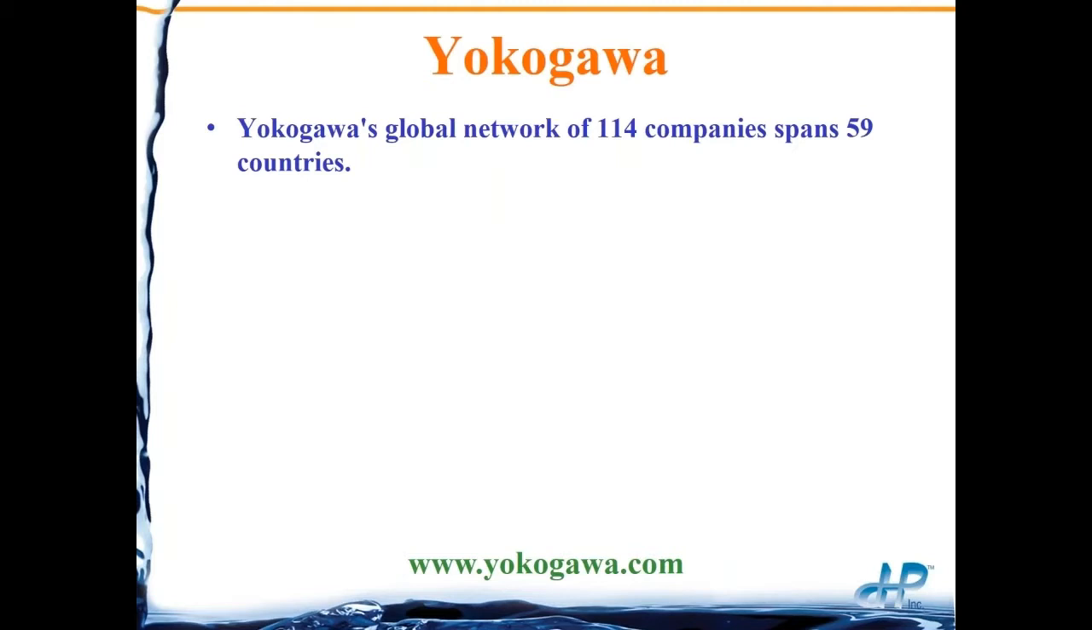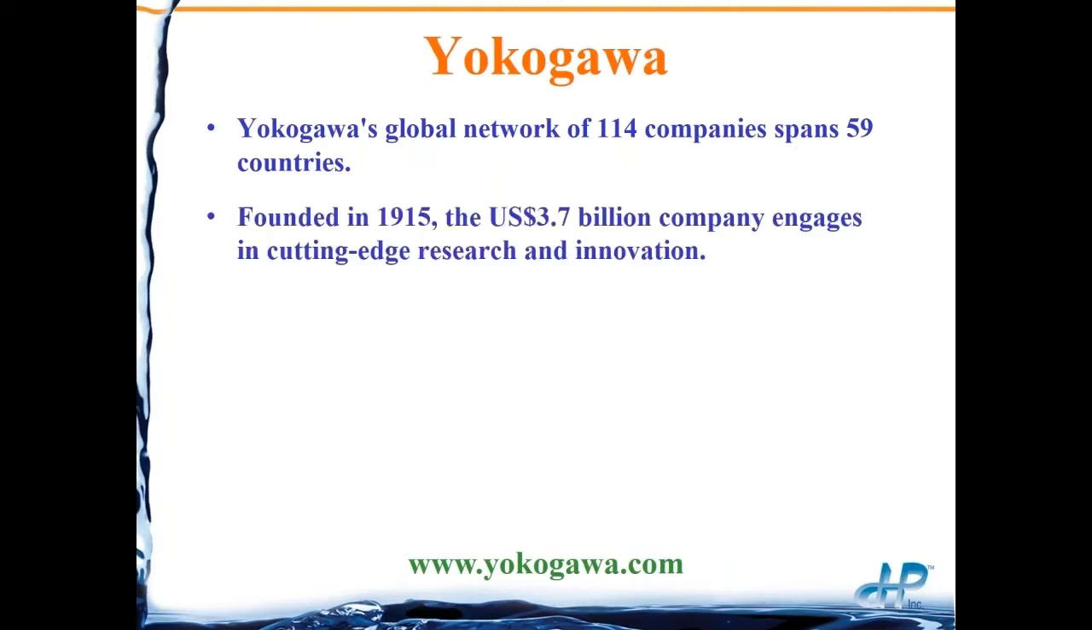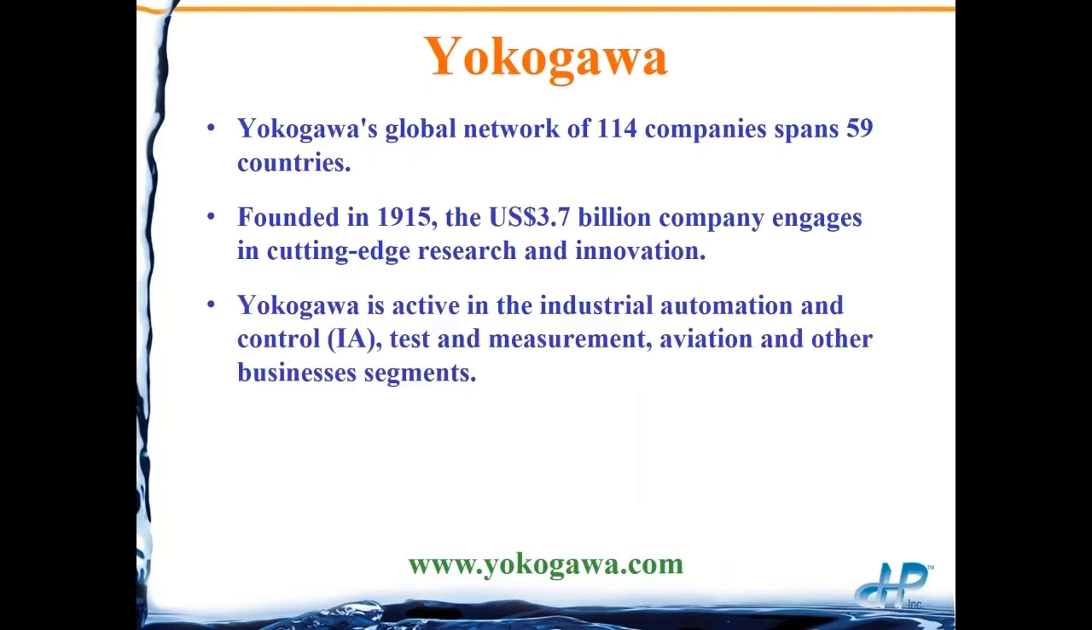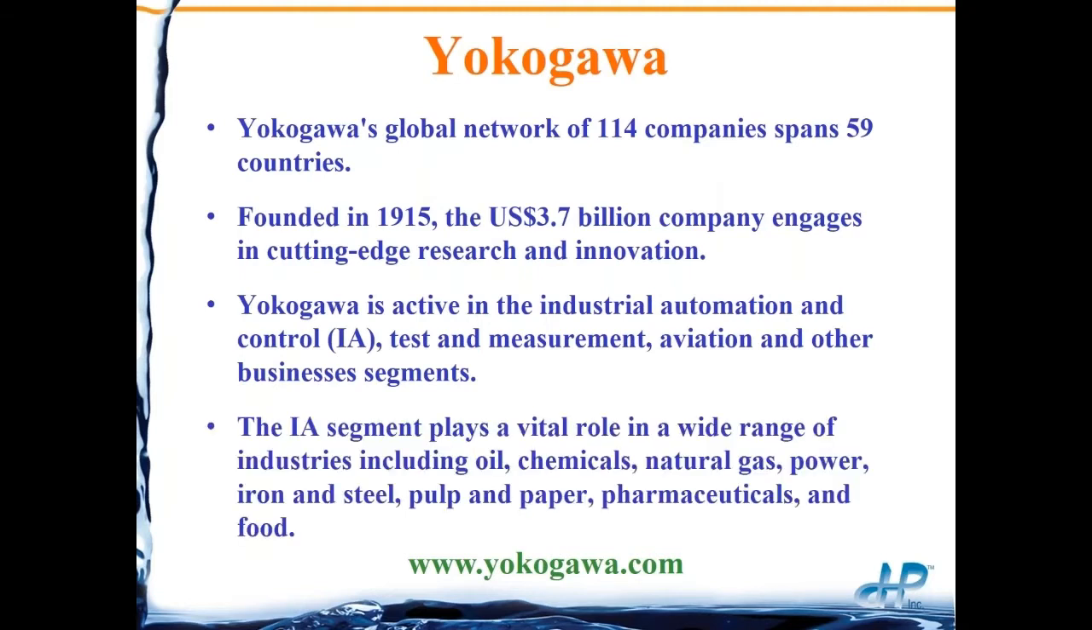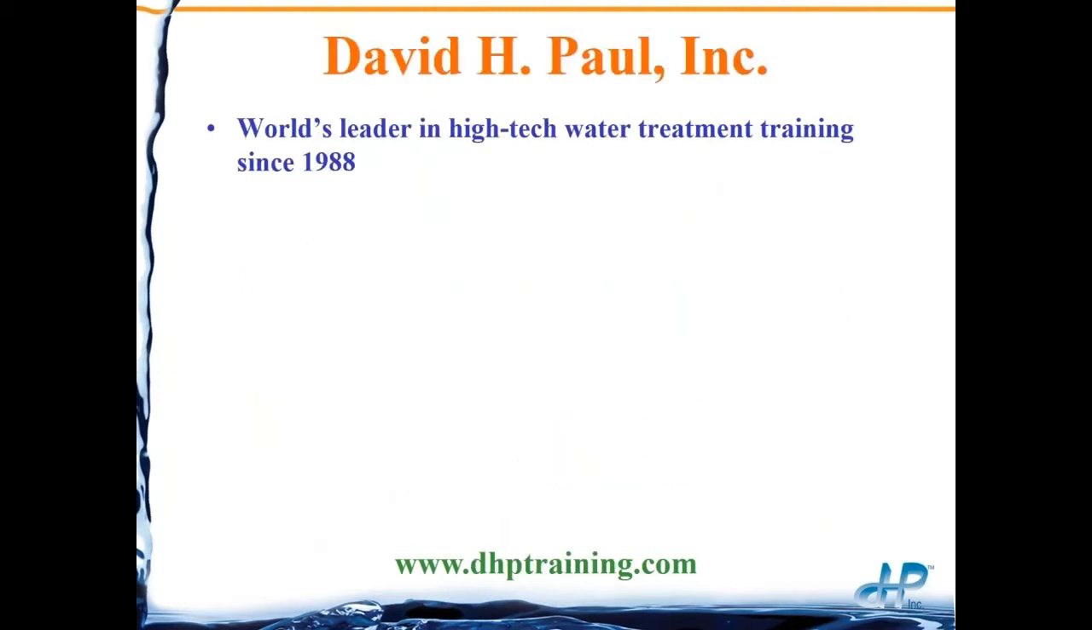So I'm sure you're aware Yokogawa is a huge company all over the world, been around since 1915, a $3.7 billion company. Interesting, because I didn't know this, it's active in industrial automation and control, as well as test and measurement and many other business segments. And you can see it in basically any industrial market that you can think of. So Sherlyn is with Yokogawa. She'll be giving the bulk of the presentation today.